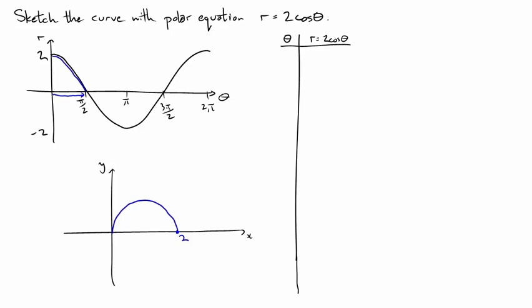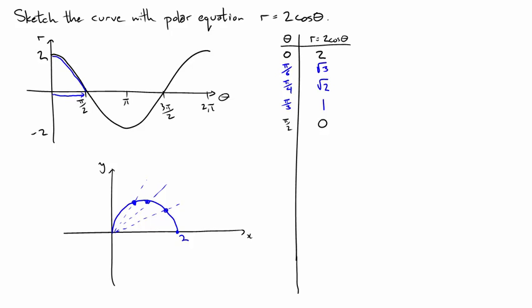Let's use a table of values to help us understand the picture better. When theta is 0, r is 2. When theta is pi over 6, pi over 4, pi over 3, r is root 3, root 2, and 1. Again, not obvious that the curve should be a semicircle, but we're getting a better picture. When theta is pi over 2, r is 0, as we've noted.